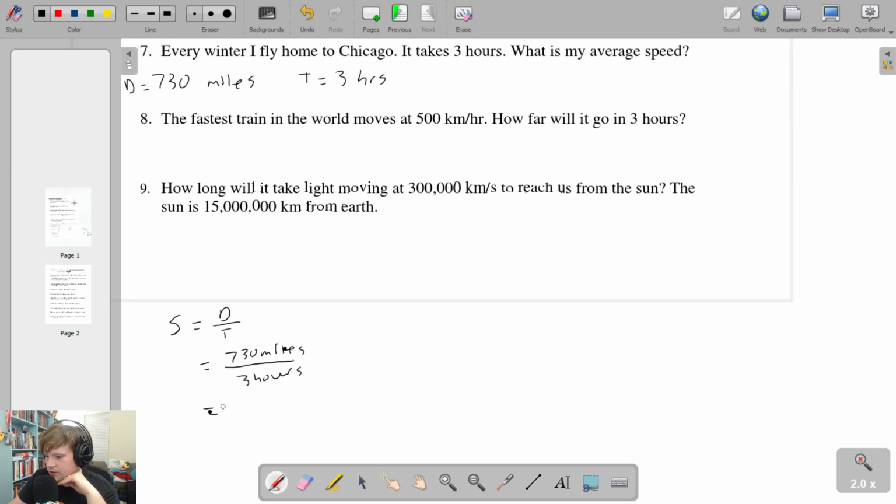So you just plug it in the calculator, 730 divided by 3 is equal to 243.3. And that is miles per hour, mph. That's it. There you go. All you had to do was look up how far away Chicago is.